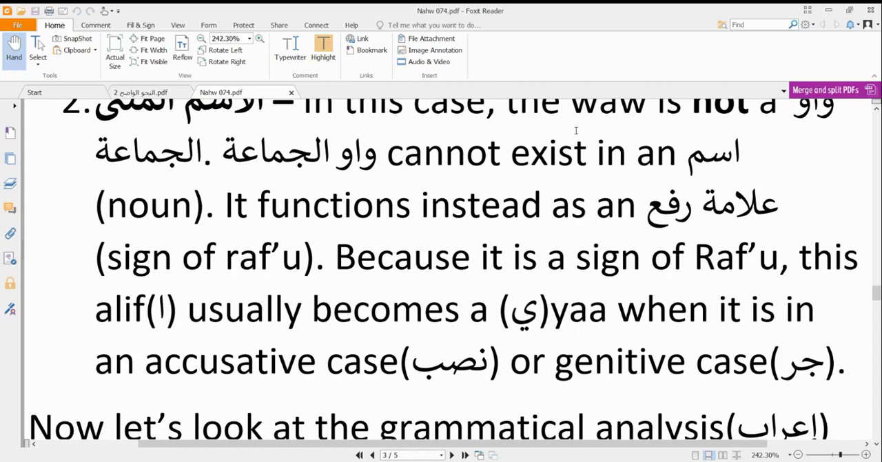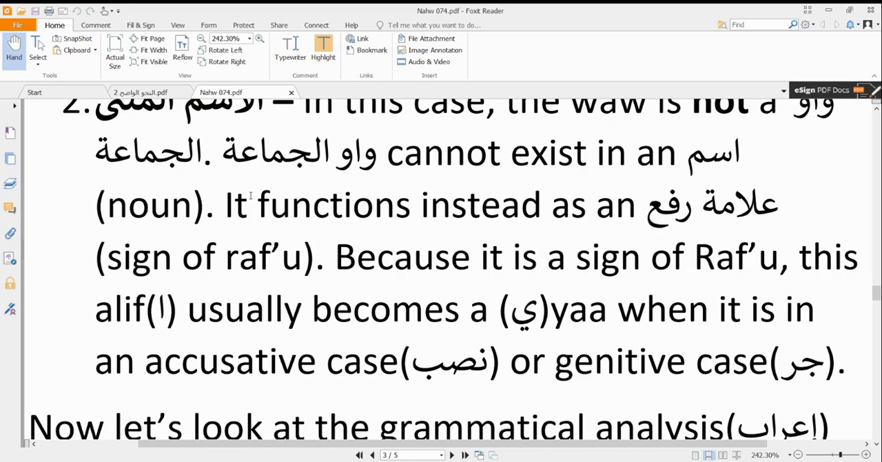It is not a waw al-jama'a, because we cannot have a waw al-jama'a in an ism. Rather, what is the function of that waw? That waw is an alama to raf'a. It is just there to show us that this word, al-muslimuna, is in a case of raf'a, in a nominative case. So that is the function of that waw.